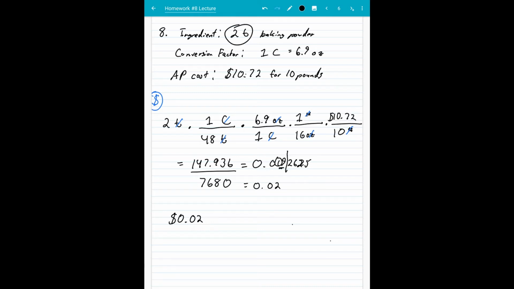So again, if you were to double that to 4 teaspoons, you would expect the cost to double. If it was 4 teaspoons, it would be 4 cents. Now we need each one of these little ingredients to calculate the entire recipe cost. That's the goal. Let's do number 10.